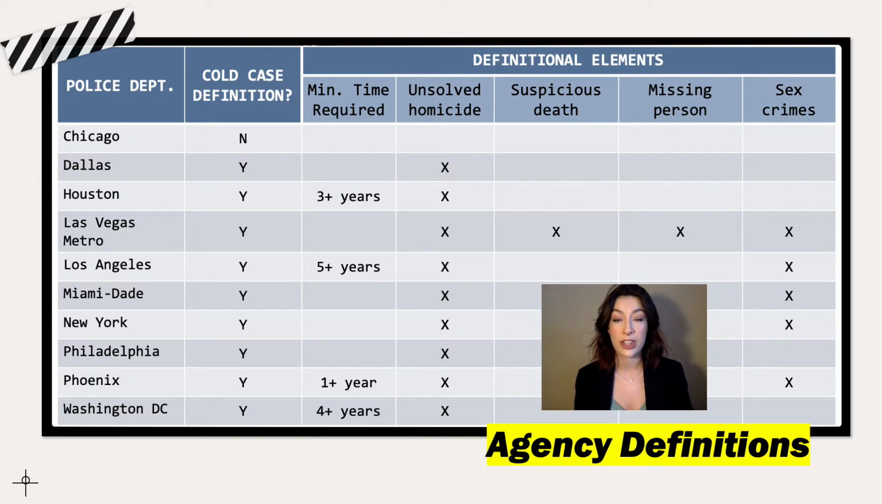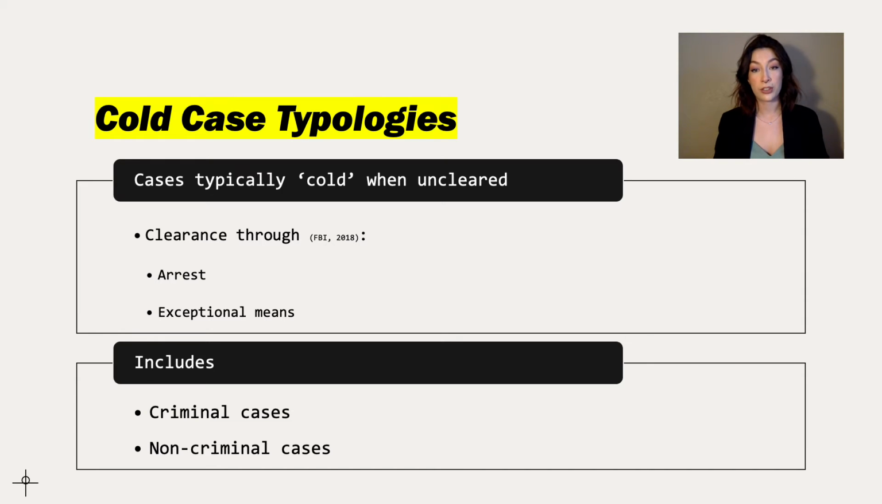This also means that depending on the jurisdiction and the definition used, the same case may not always be considered cold. Crimes are often considered cold when they are not yet cleared by police. Clearance typically occurs when an individual is arrested for an offense or through exceptional means, such as if the offender dies. If no suspect is identified, however, or if an offender is pinpointed but not arrested, charged, and prosecuted, then a case may still be considered cold.